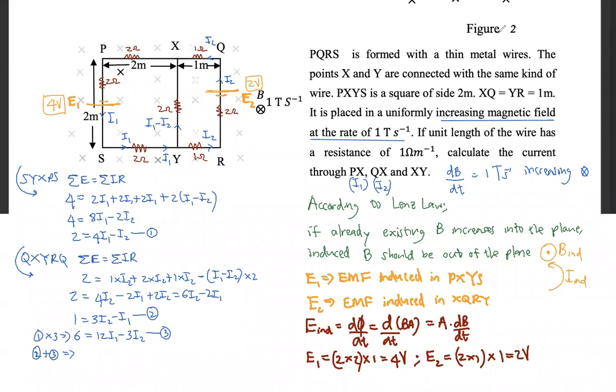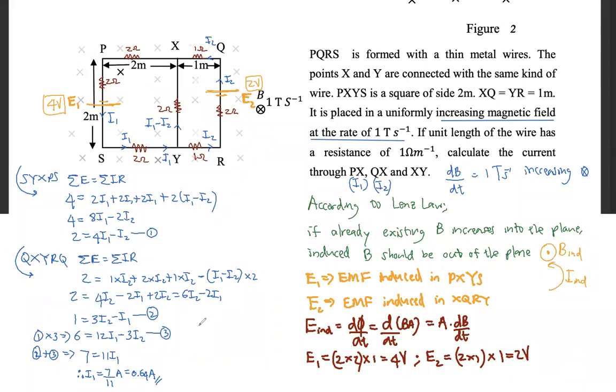When you add 2 and 3, we will be getting 1 plus 6 is 7 equal to 3I2 and minus 3I2 will get cancelled out. Minus I1 plus 12I1, when you add them, it will be 11I1. So I1 is actually equal to 7 over 11 ampere. 7 over 11 is 0.64 ampere. I1. Then what is I2, people?